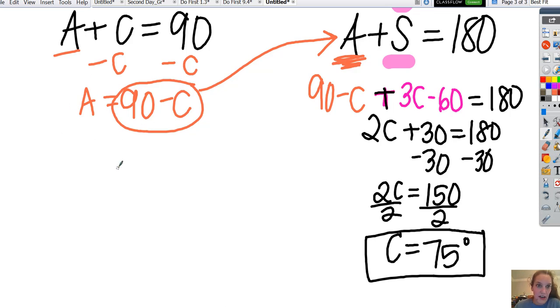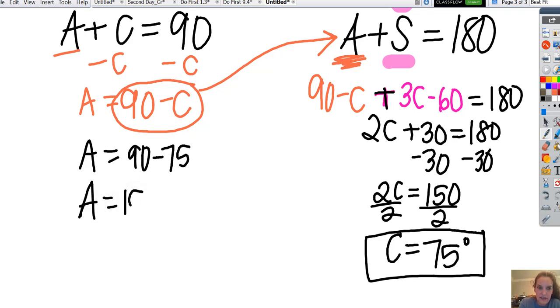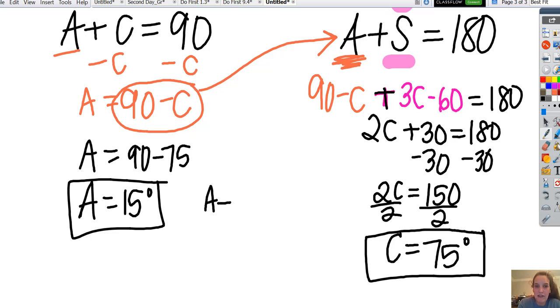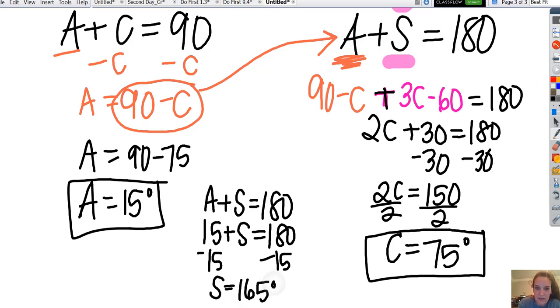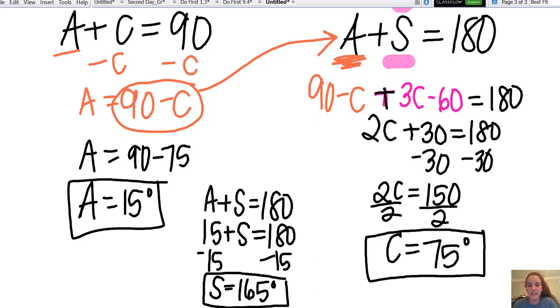Well, if we think about over here, our angle is 90 minus its complement. Our angle equals 90 minus 75. That means our angle has a measure of 15 degrees. And then if you know the angle, then you can find the supplement, because remember the angle and its supplement equal 180. So if our angle is 15, then our supplement's just 180 minus 15, and our supplement is 165 degrees.